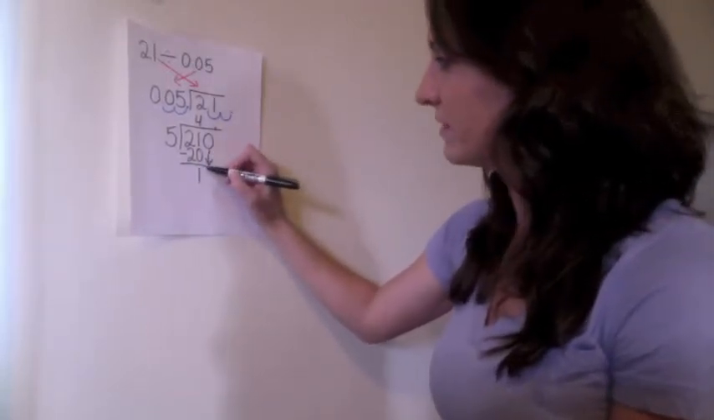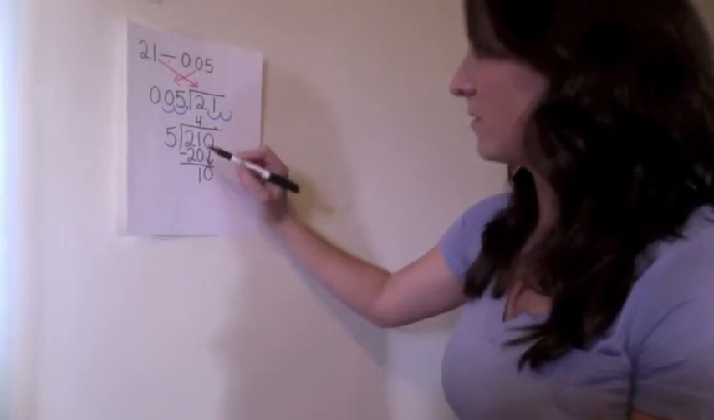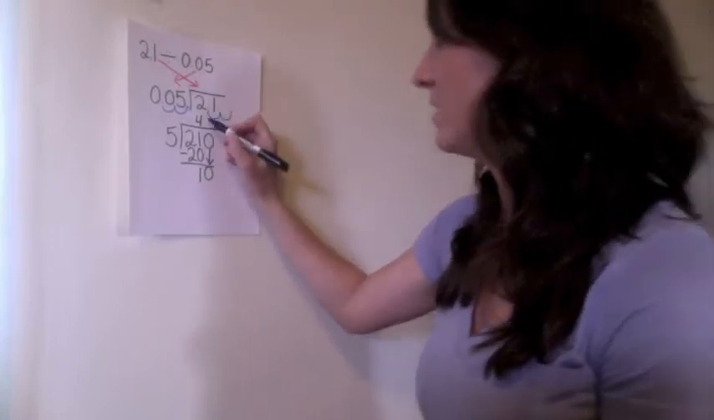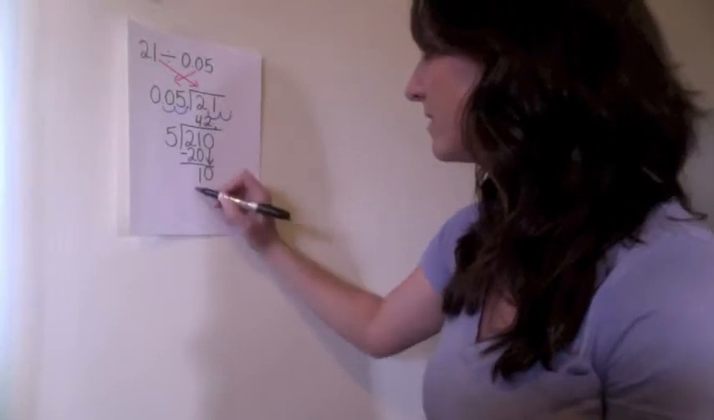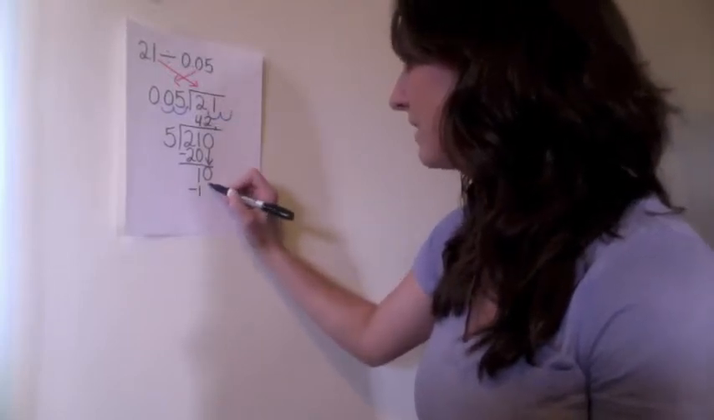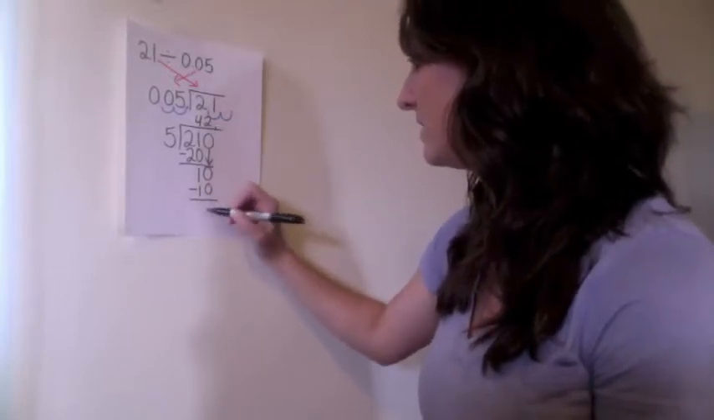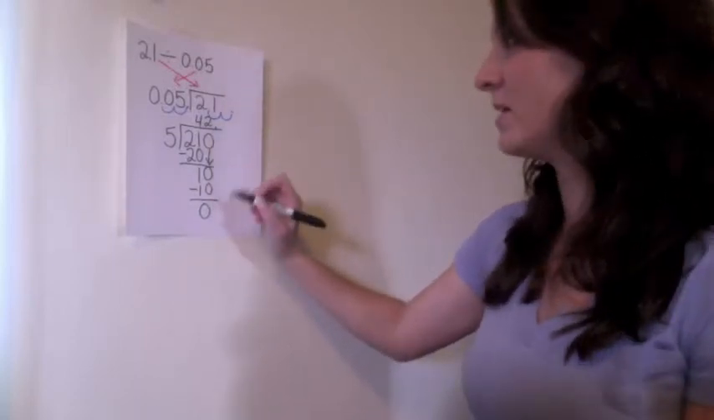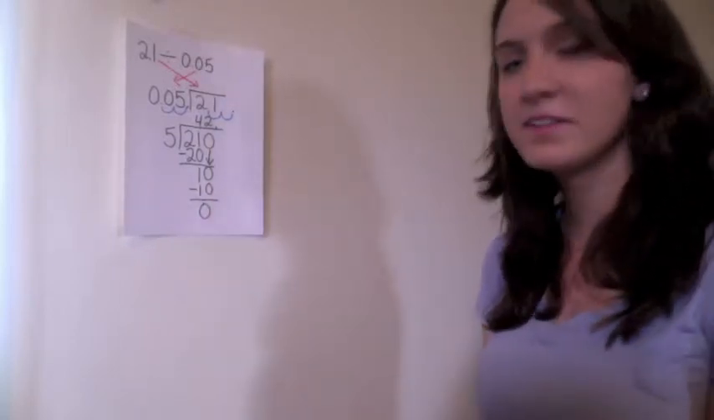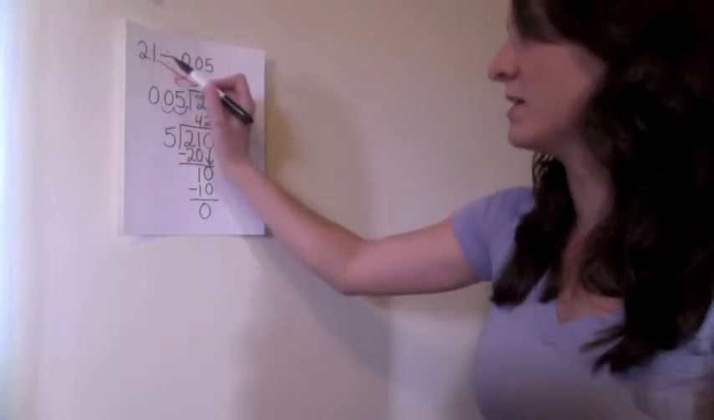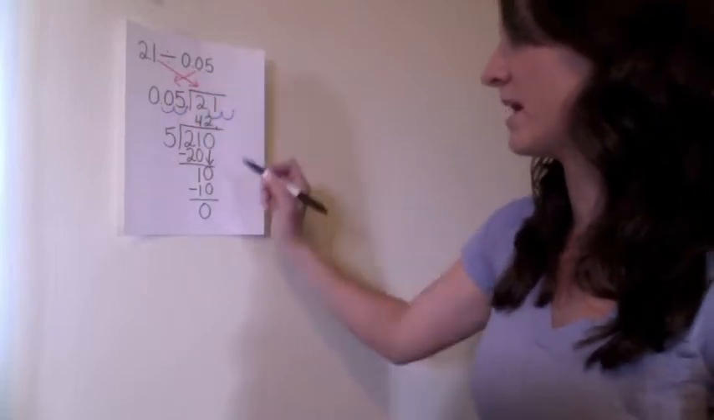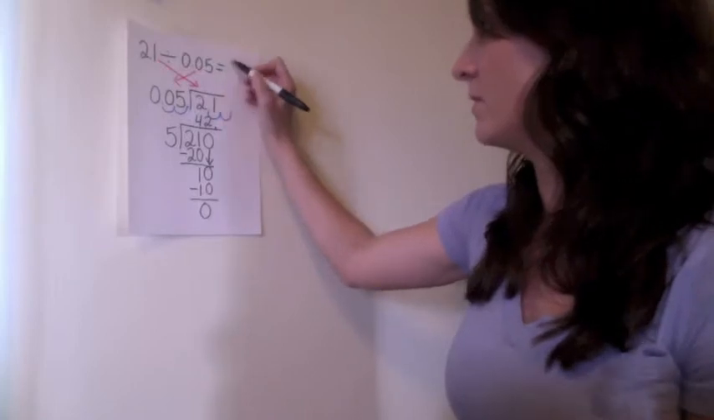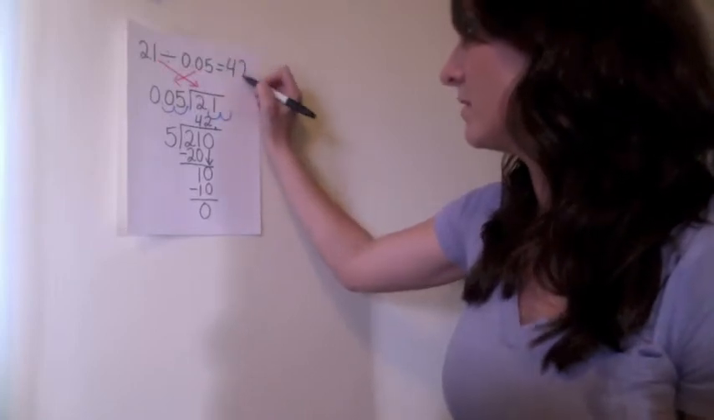We bring our 0 down. We know that 5 can go into 10 2 times. We subtract. 5 times 2 is 10, and therefore we have a remainder of 0. Therefore, we know through the process of long division that 2.1 divided by 0.05 is equal to 42.